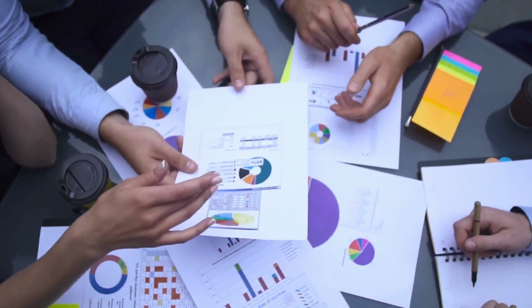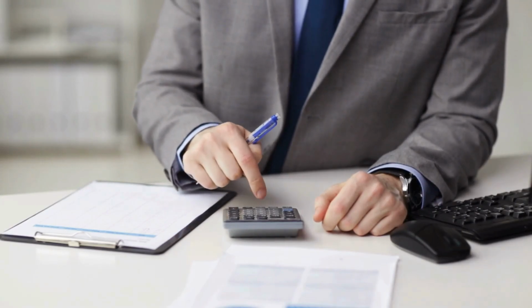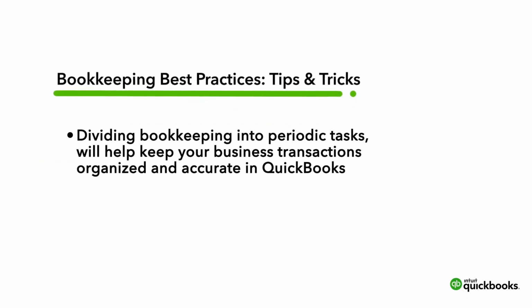Bookkeeping and accounting tasks are cyclical. Often you may have to perform the same tasks or functions over and over again for a company or small business. Dividing up your responsibilities into different periodic tasks, weekly, monthly, and quarterly, can help you manage all the work you have to do in QuickBooks.